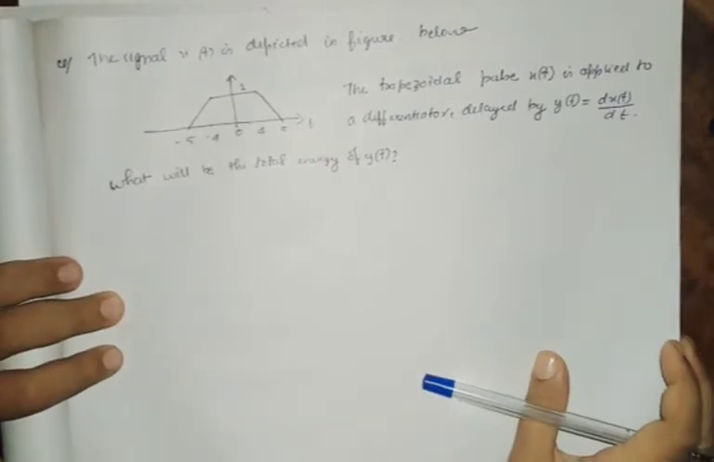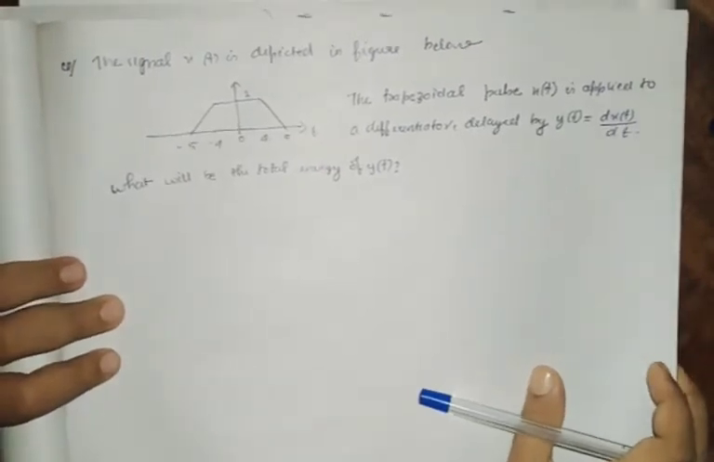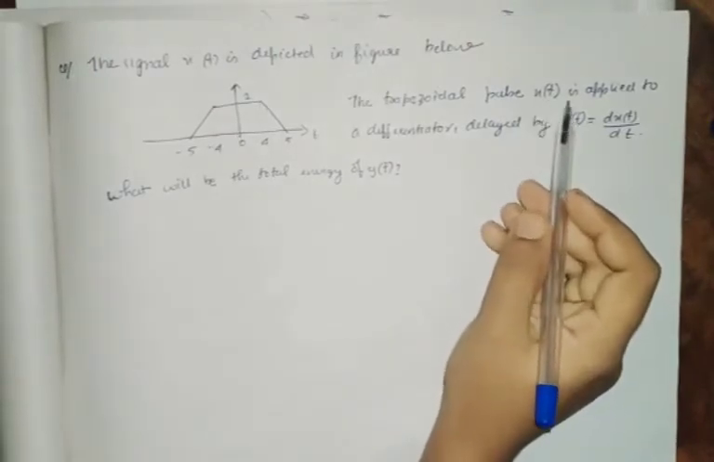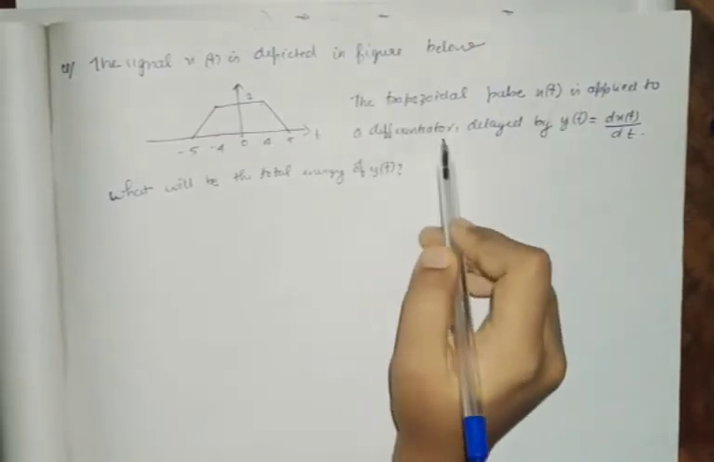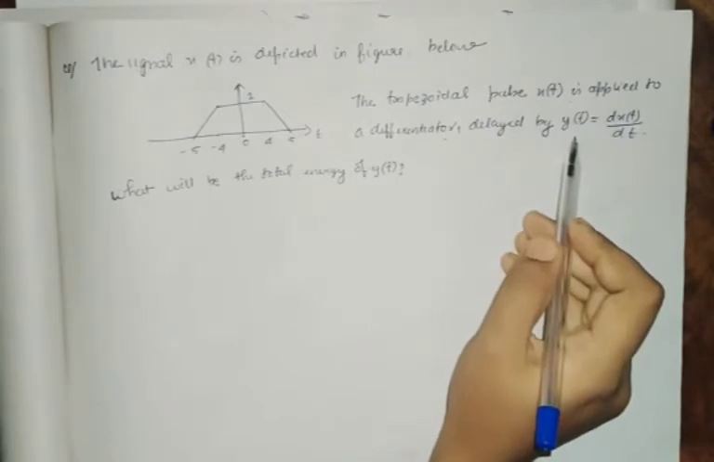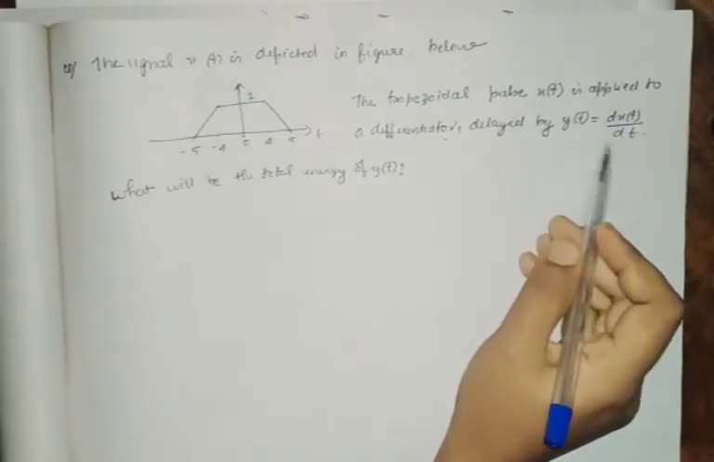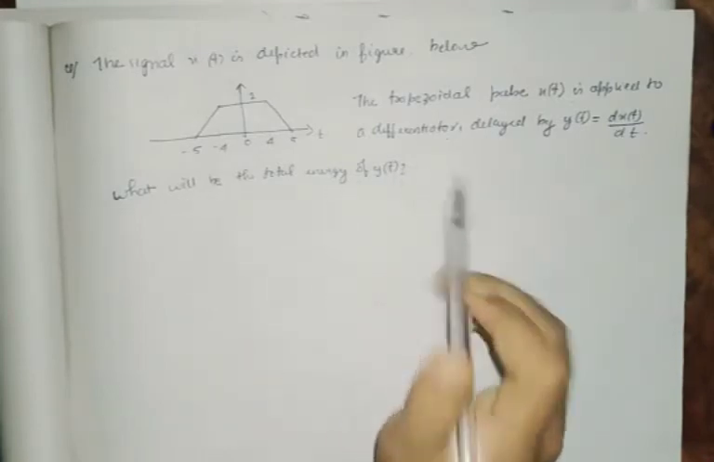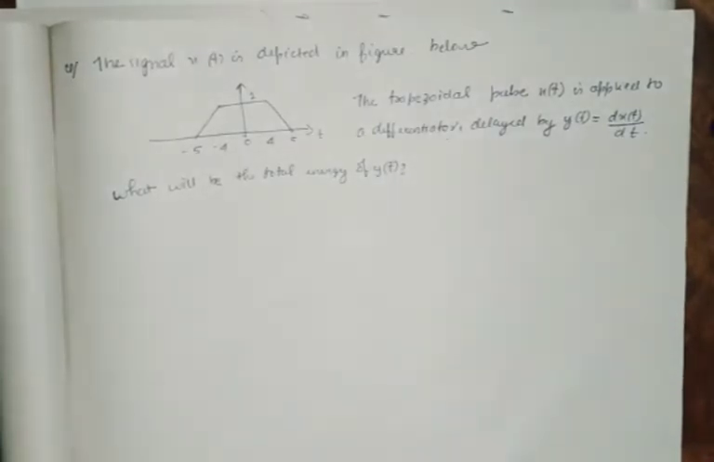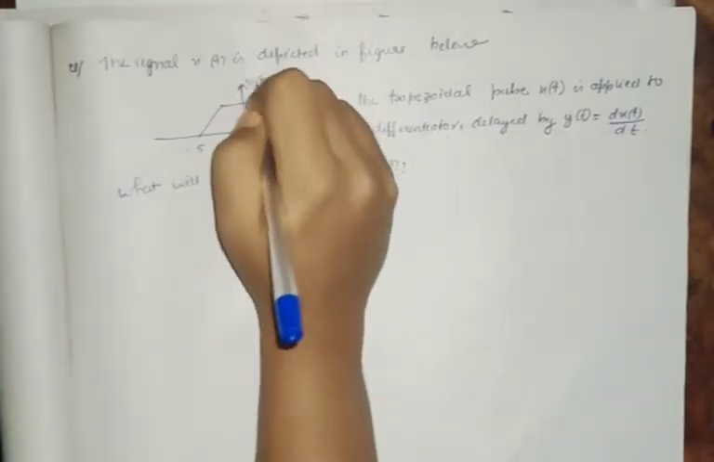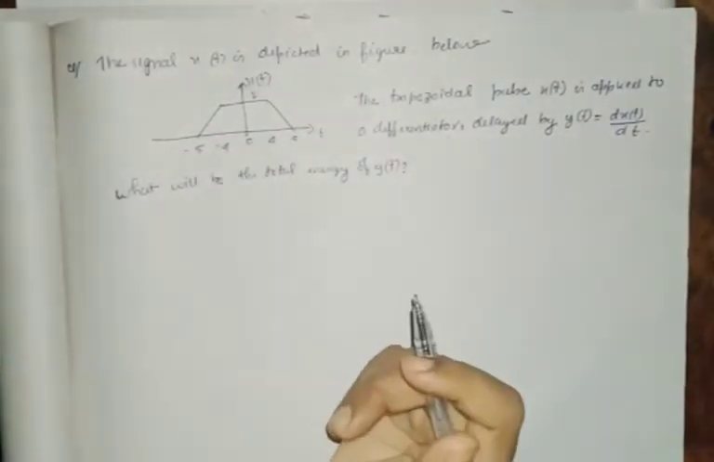The signal x of t is depicted in the figure below. The trapezoidal pulse x of t is applied to a differentiator, given by y of t is equal to d of x of t divided by dt. What will be the total energy of y of t? So we have to find out the total energy of y of t. So y of t is d by dt of x of t. So we will find out the waveform for y of t.